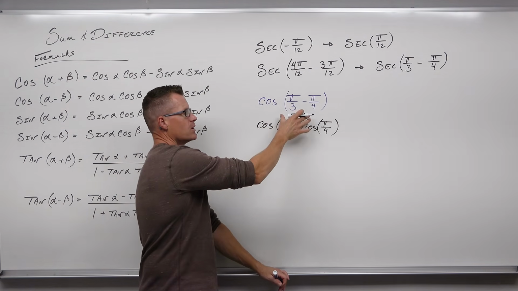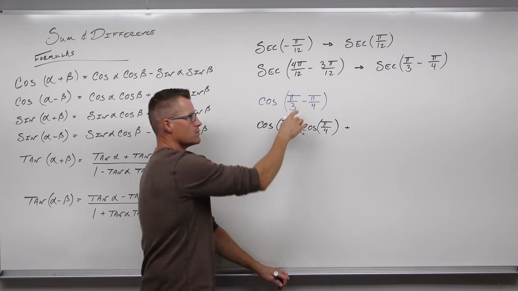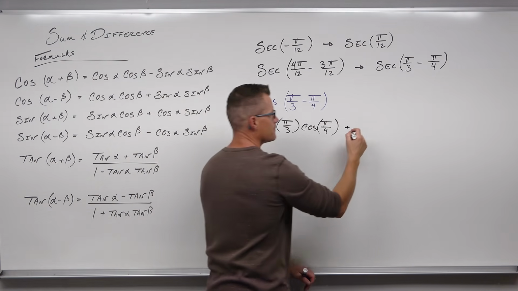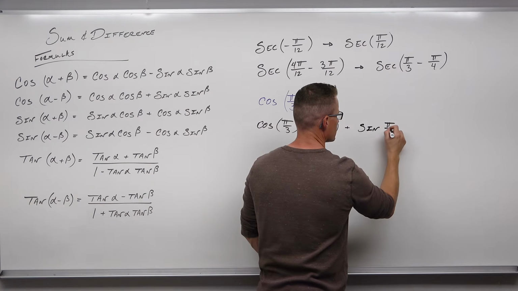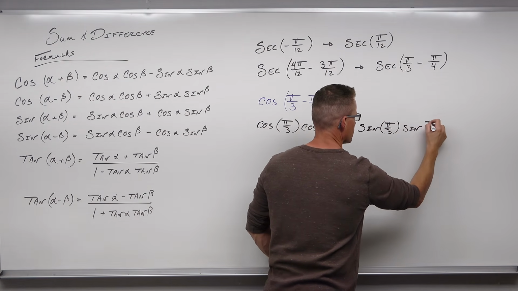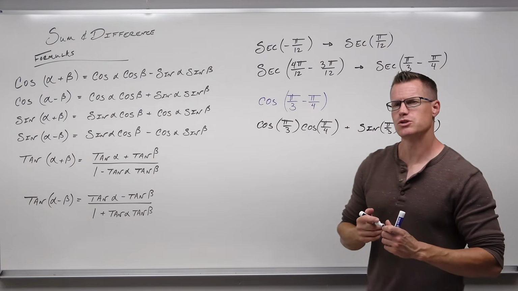So cosine, I know cosines are paired up. I'm going to have a different sign. So minus yields a plus for my formula, and then sines are together. Sine of both angles. And we're going to double check, always double check that.